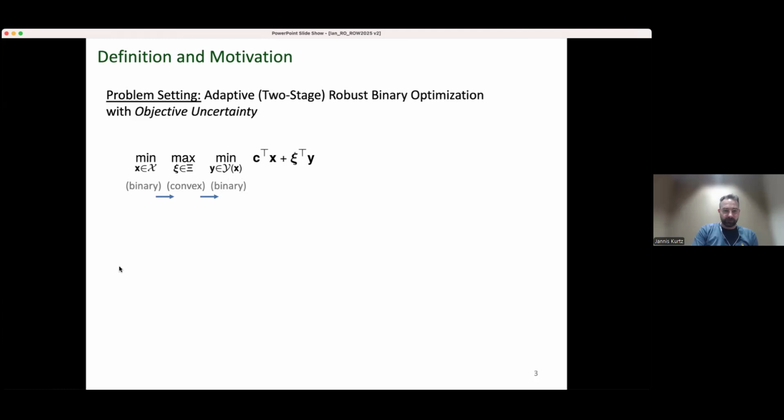Okay, perfect. Note here that the feasible region doesn't depend on the uncertainty, so the uncertainty is only limited to the objective function. This is really going to be a methodological talk, but let me just give a motivating example to start with.